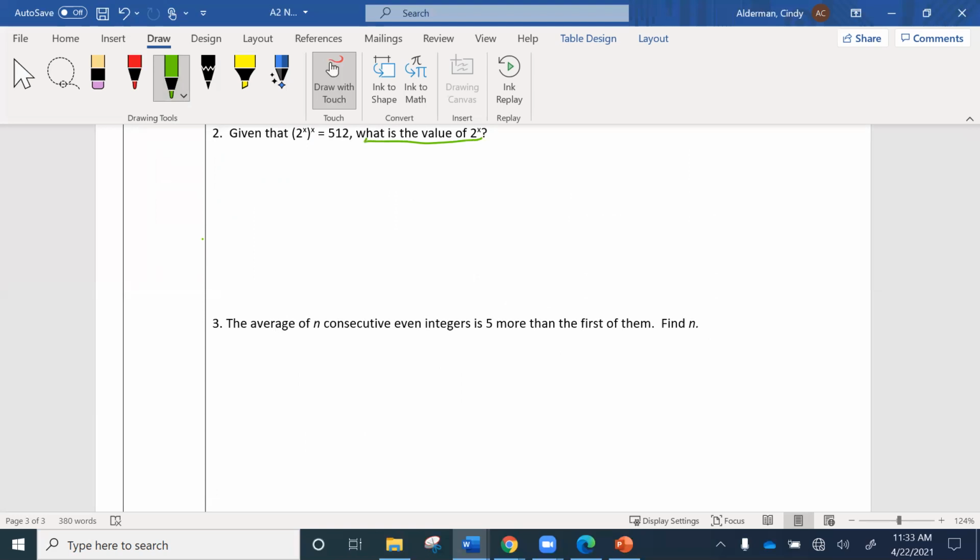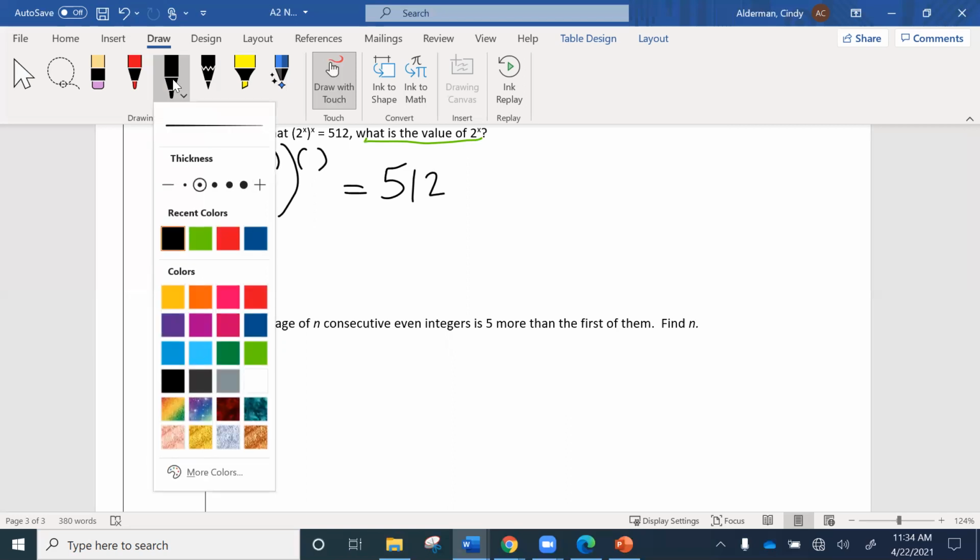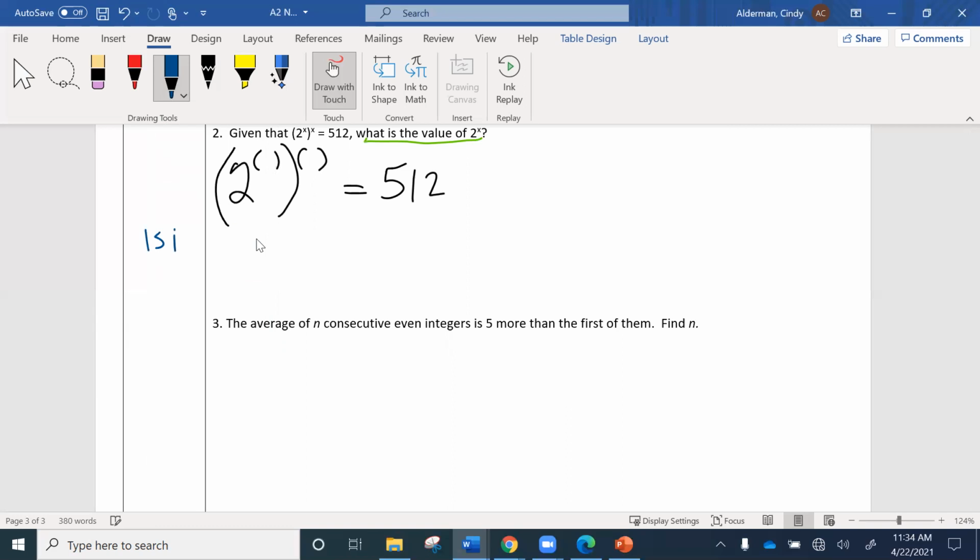So this is an easier problem than you would think. 2 to some power raised again to that same power is going to be equal to 512. So let's try, I don't know, let's try 2. 2 squared is 4, and 4 squared is 16, and 16 is certainly not equal to 512.